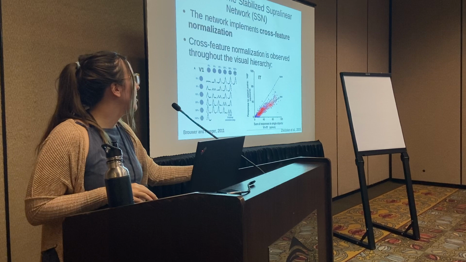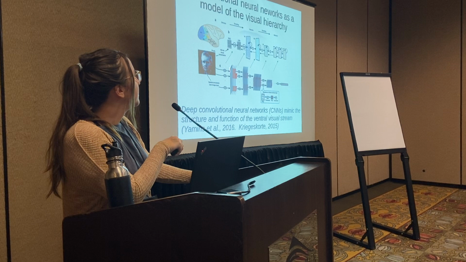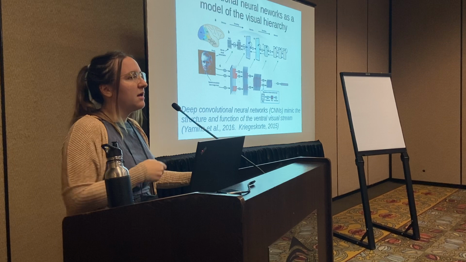Now, convolutional neural networks are models of the visual hierarchy, and so basically the mapping there is that different layers in the convolutional neural network would map to different areas in the ventral stream, usually.